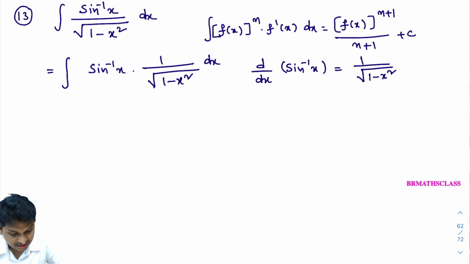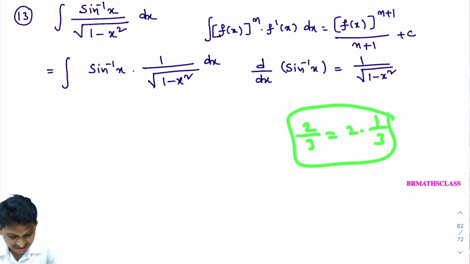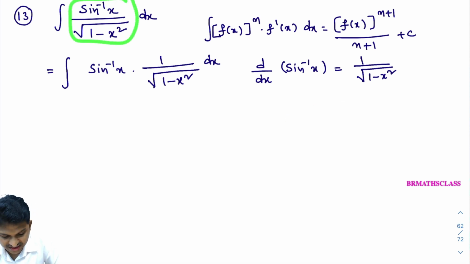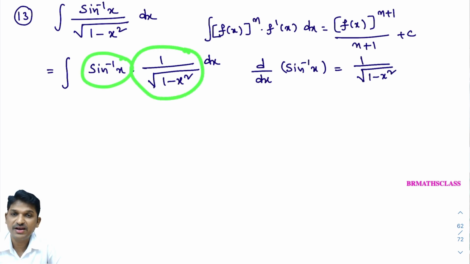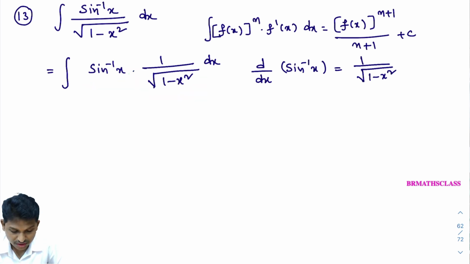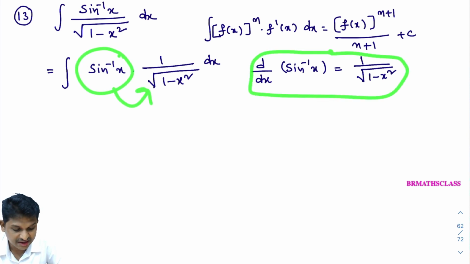See, something like 2 by 3 is there. 2 by 3 can be written as 2 into 1 by 3, we can write like this. In the same way, this expression I have written as sin inverse x into 1 divided by root over 1 minus x square dx. You know that the derivative of sin inverse x is 1 divided by root over 1 minus x square.